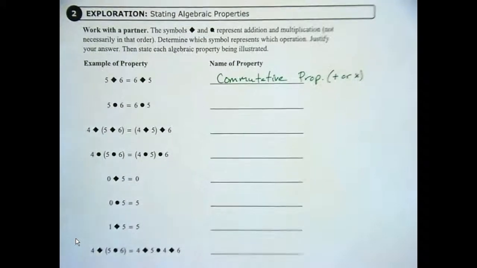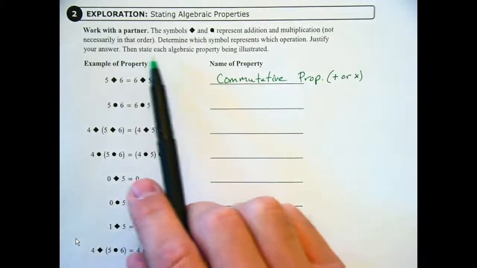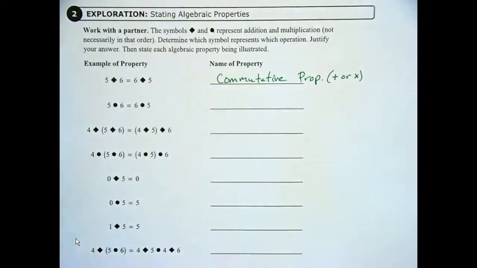Does it? Not necessarily. Later on, I think we might be able to find out. Oh, it does say determine it first? Yeah, it says determine which symbol represents which operation, then state it. How can we determine that?